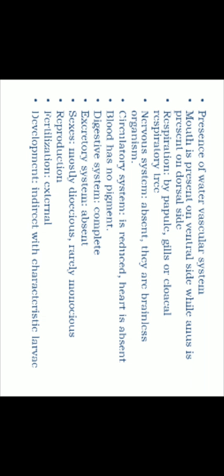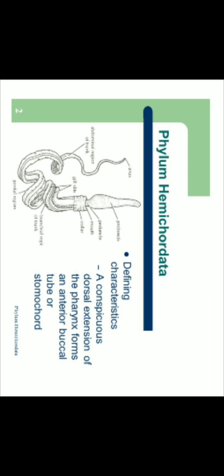Reproduction here occurs by sexual as well as asexual reproduction. Fertilization is totally external, that is outside the body. Development here is indirect with characteristic larvae. So development occurs, and those larvae have different characteristics, and after becoming an adult, the characteristics vary.